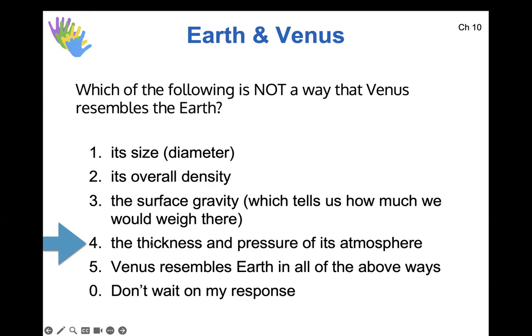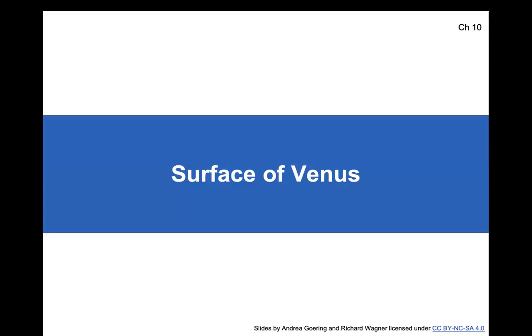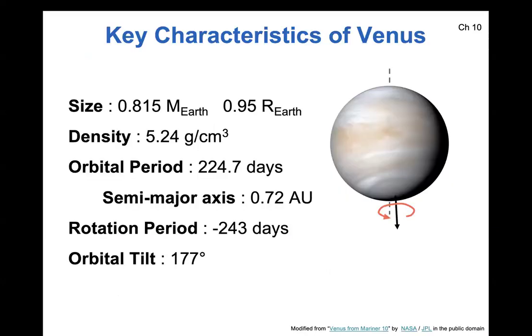And exactly, the thickness and pressure of the atmosphere is oppressive on Venus. The atmosphere is a killing atmosphere. It's incredibly thick and incredibly high pressure. So before we get to that, which is probably where we'll leave off when we get to the atmosphere, let's talk about the surface a little bit.